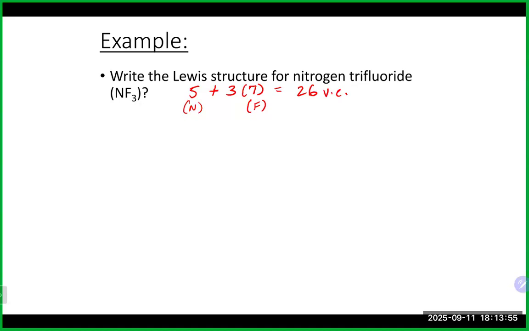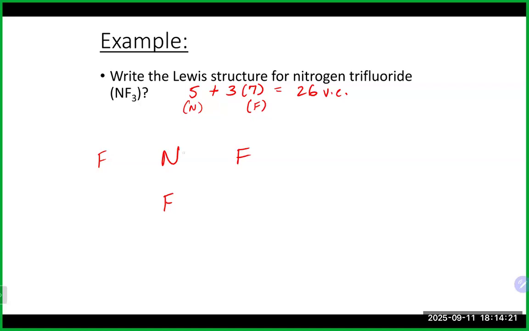Now, logical arrangement here, obviously, I've got 1 nitrogen, 3 fluorines. Nitrogen's in the middle. Fluorine is on the outside. It does not matter if you want to put the fluorine up above the nitrogen or below the nitrogen. It's the same thing. Once again, none of those fluorines should be in the middle because fluorine is the most electronegative here, right? So between nitrogen and fluorine, nitrogen is the least electronegative.